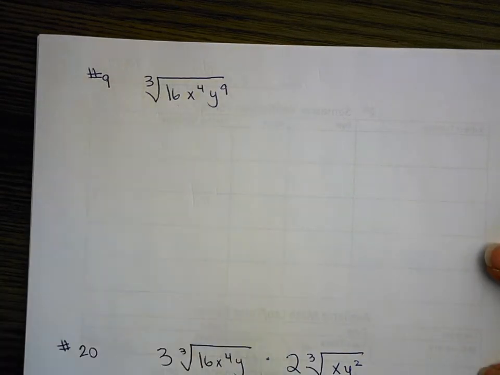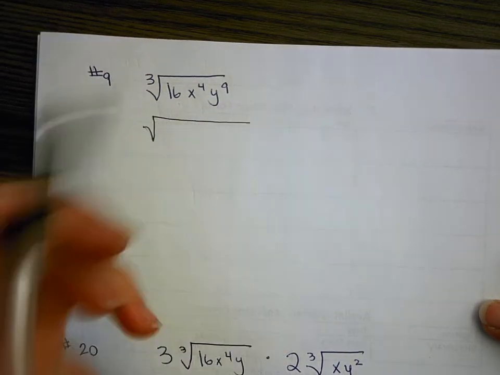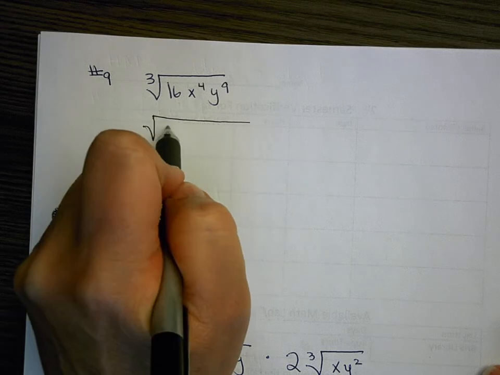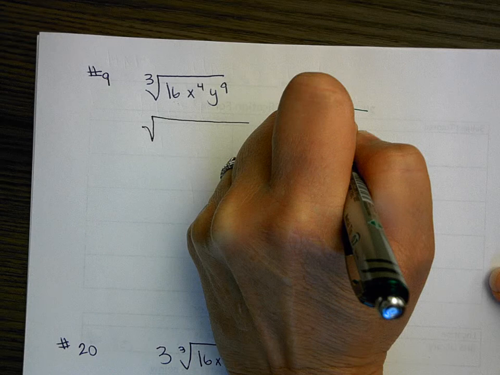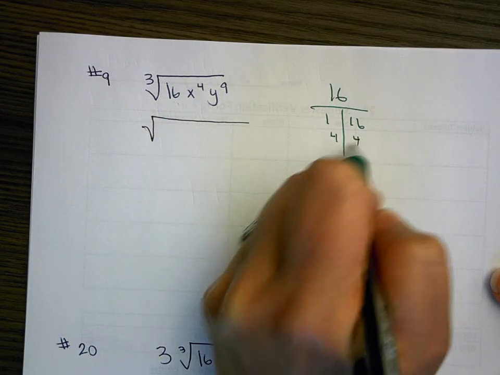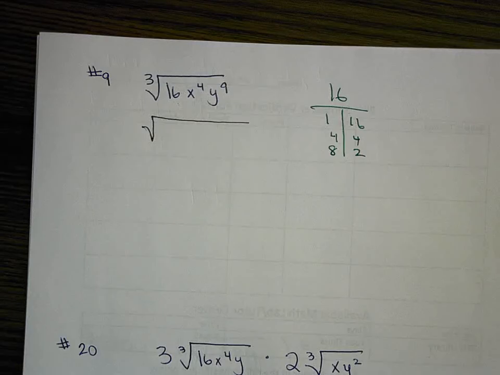So 16, I need to know my cube roots, so I'm going to go ahead and just break that apart. Again, not because I have to, just so I can explain that. So 16 I know is either 4 times 4. Well, it's 1 times 16, of course, right? And then 4 times 4, and 8 times 2. And so those are all my factors of 16.